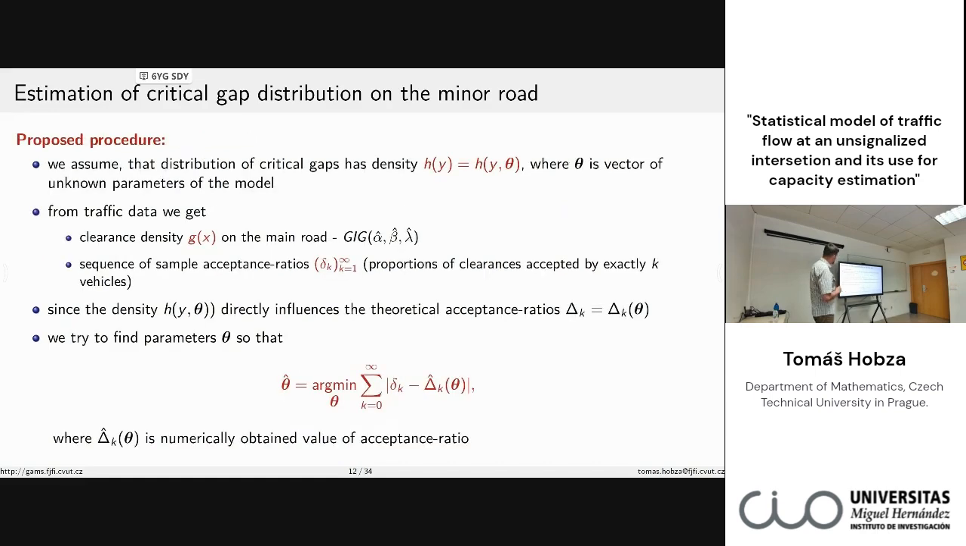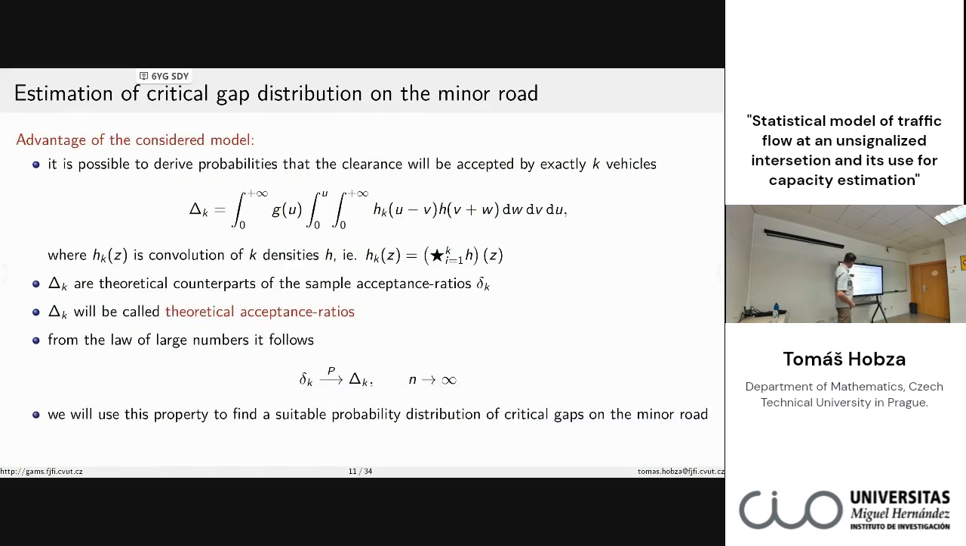So the procedure is the following. Let us assume that the distribution of critical gaps of the minor road has some density with some parameter. So we have some unknown parameter theta and we have a parametric model. Then from the traffic data, we are able to get the density G of the clearances on the main road. This we already have, for example, for one of the data sets. And we obtain the sequence of sample acceptance ratios delta K. So this we have already at our disposal. And since the density H directly influences the delta K, which are calculated with H as a convolution of H of K densities, a very small change of H means a very big change of delta.